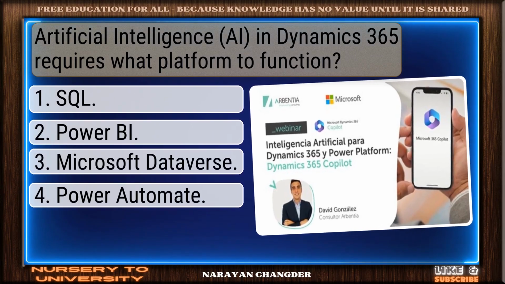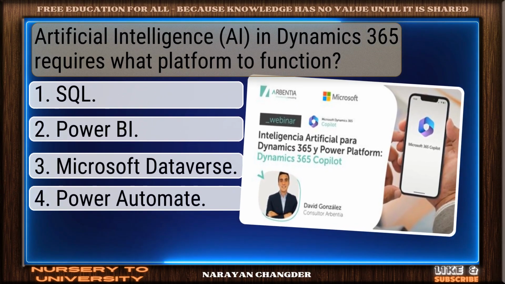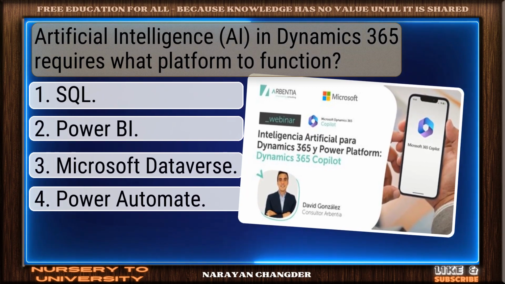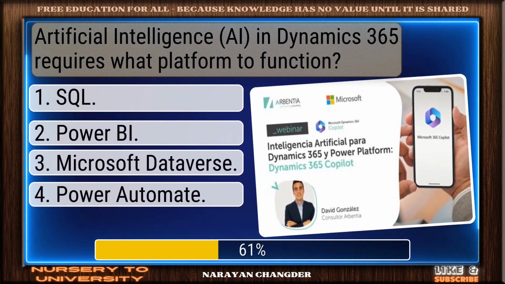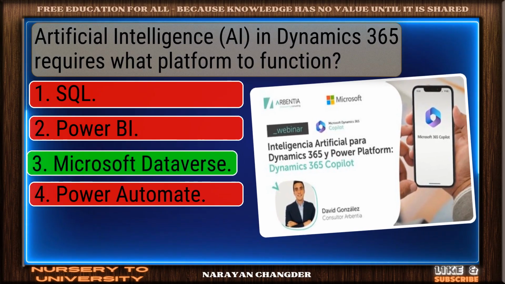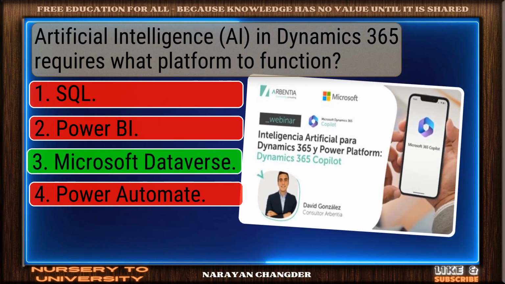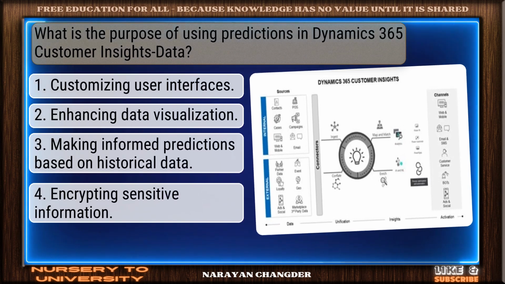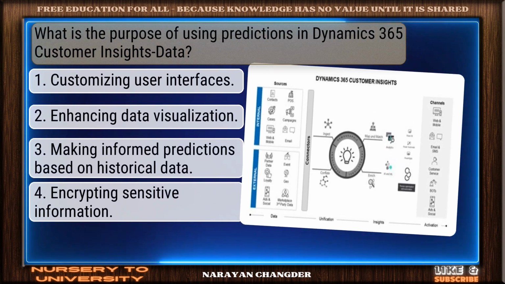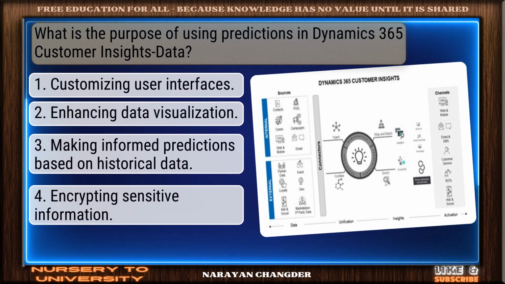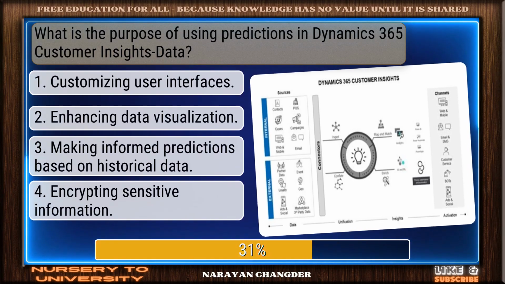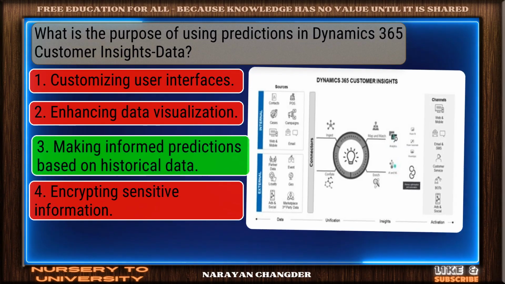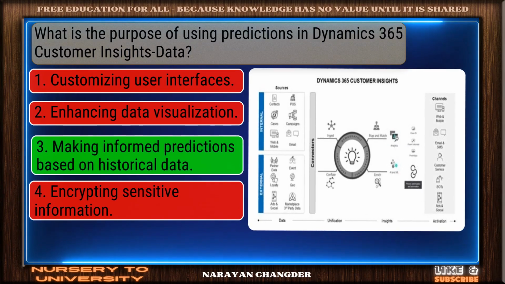Question number 44. Artificial intelligence in Dynamics 365 requires what platform to function? Well picked. Microsoft Dataverse is the correct answer. Question number 45. What is the purpose of using predictions in Dynamics 365 Customer Insights data? Bravo. Making informed predictions based on historical data is the answer.